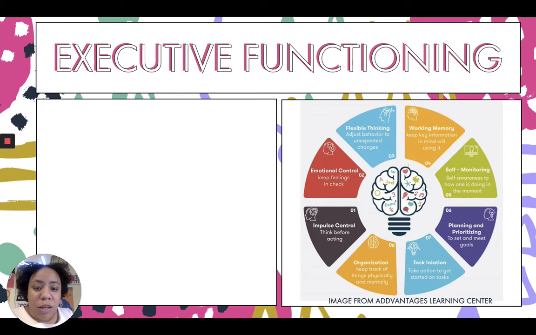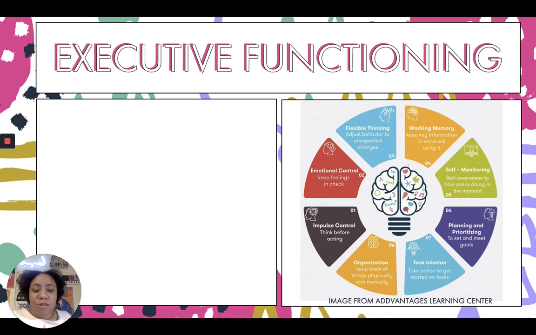So flexible thinking: being able to adjust behavior and expectations and deal with those changes. Working memory: how to keep key information in your brain and then actually share that when you need it. The next thing is self-monitoring, being self-aware of what you're doing in the moment. Planning and prioritizing is a major one for our students, being able to set goals for themselves. Task initiation: being able to get started on tasks independently. Organizing and keeping track. Impulse control, thinking about things before you do them. And then doing an emotional check, right?